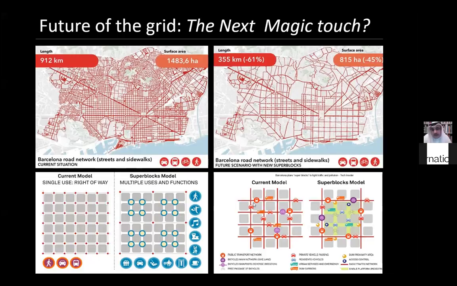The exercise here in Barcelona reduced the area that was occupied by cars just by rerouting traffic and creating super blocks out of the smaller blocks. They minimized the surface area that is occupied by cars by 45%, which is, I think, very respectable.